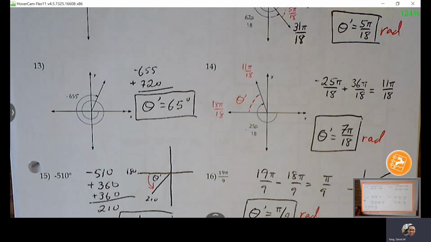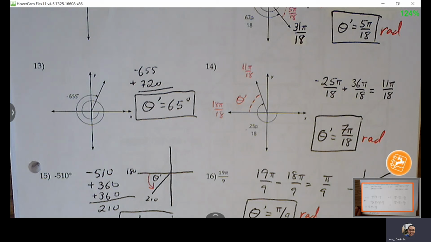Because number 14 is in the second quadrant, you wouldn't be adding or subtracting by 2 pi, would you? That's right, no. 2 pi is only in the fourth quadrant. If it's in the second and third quadrant, you've got to deal with 180 degrees, which is pi. Oh, so you just say 1 minus 11 over 18. If you don't want to deal with the pi, then just say 1 minus 11 over 18.